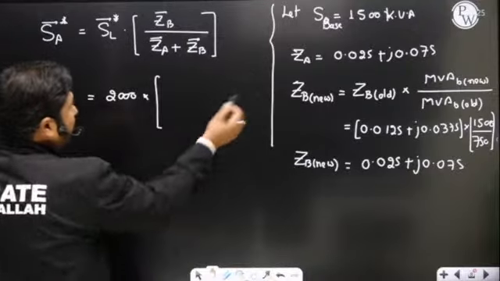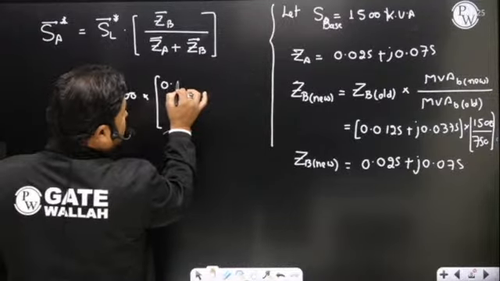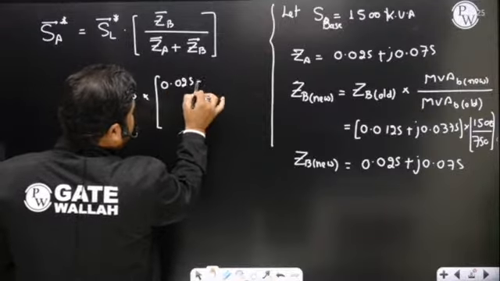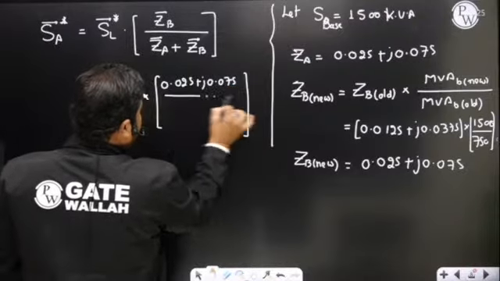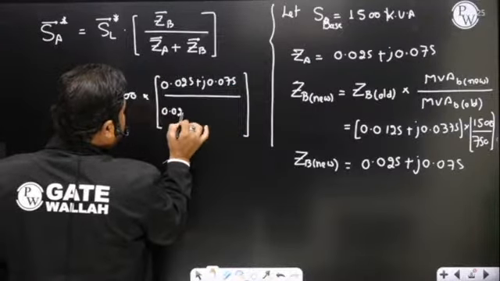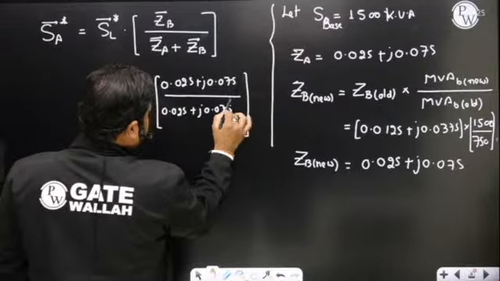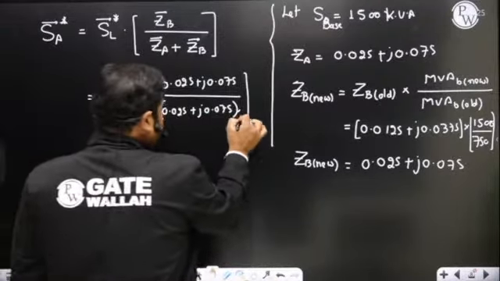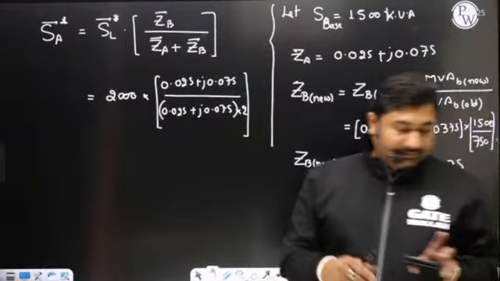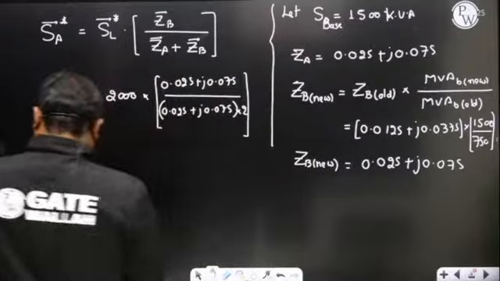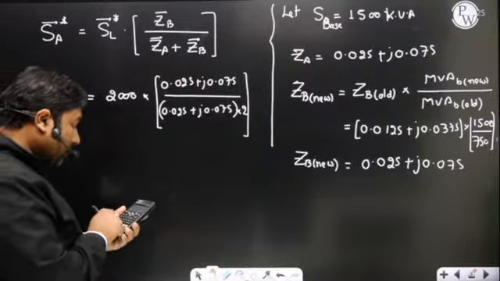Now please observe here. You can easily write this: ZB is 0.025 plus j 0.075 by 0.025 plus j 0.075, into 2 you can write, because both ZA and ZB are the same on common base.